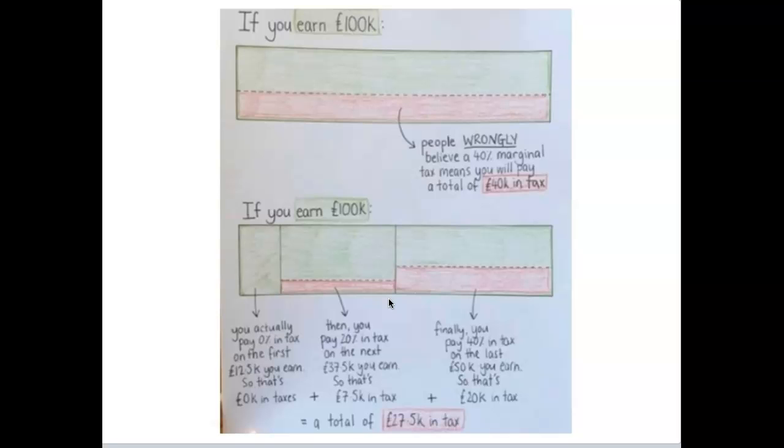So this was some British person did this, which is why it's written in pounds instead of dollars. But the idea works the same. So people incorrectly believe that a 40% tax, marginal tax, means you will pay a total of, in this case, £40,000 in tax if you earn £100,000. That's not the case. This is called a flat tax.